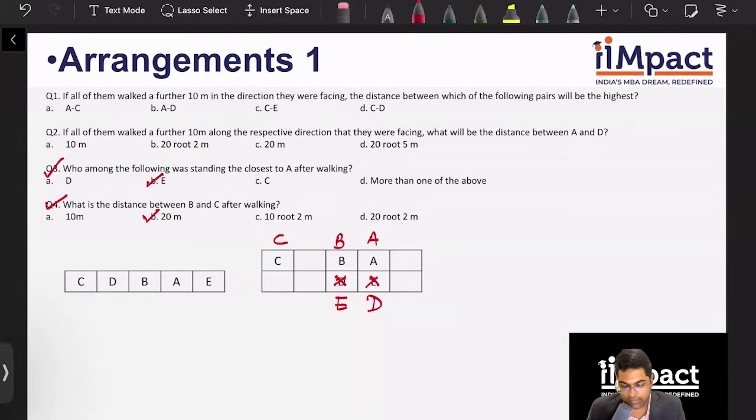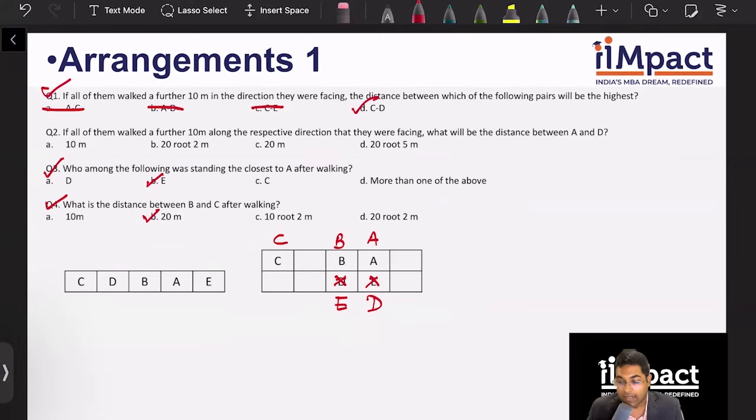Now, between CE and CD, definitely CD is higher. So this option is out. AD and CD, of course, AD is lower. AC and CD, it's a right angle triangle. Hypotenuse is going to be bigger. This is my answer. I don't need to calculate the distances.